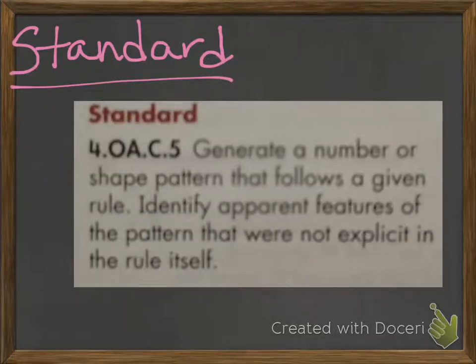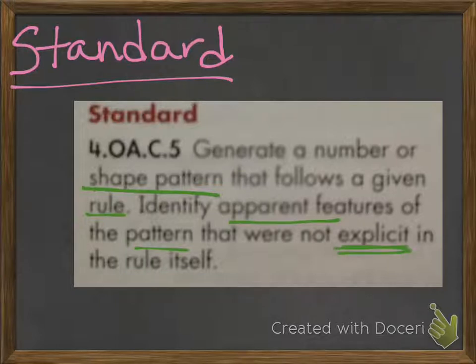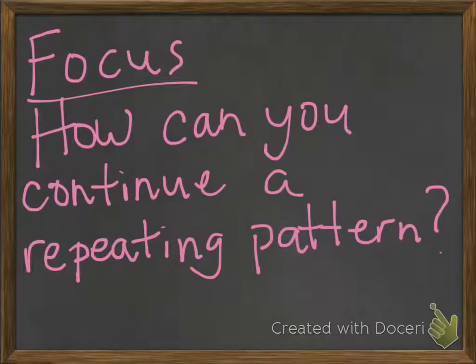So our standard says to generate a number, or in our case, a shape pattern that follows a given rule, and identify apparent features of the pattern that maybe were not explicit, didn't actually come out and say it, but you can figure it out on your own. Our focus is, how can you continue a repeating pattern?